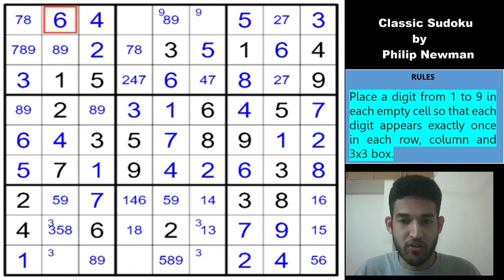Okay, so for those of you guys who have found the XY chain yourself, that's well and good. For those of you who haven't, no problem. So we are here to learn. So I'll show you the XY chain. So the cells highlighted in yellow form an XY chain.